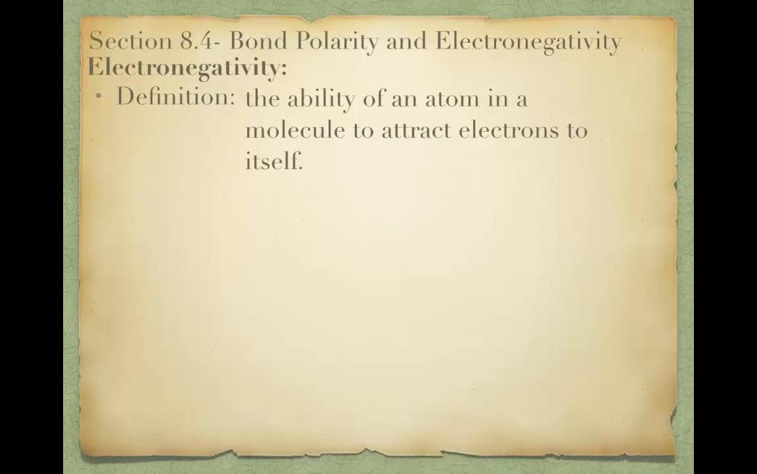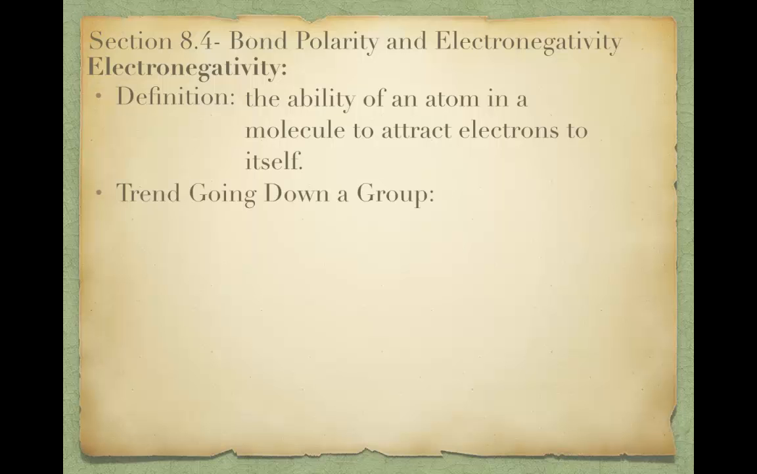Now notice electronegativity is different from ionization energy. Remember, ionization energy is the ability of an atom to lose electrons. Electronegativity is actually the exact opposite. It's the ability of an atom to attract electrons.